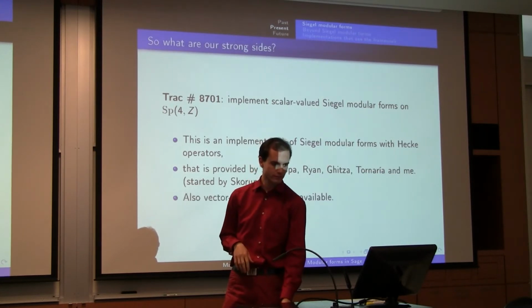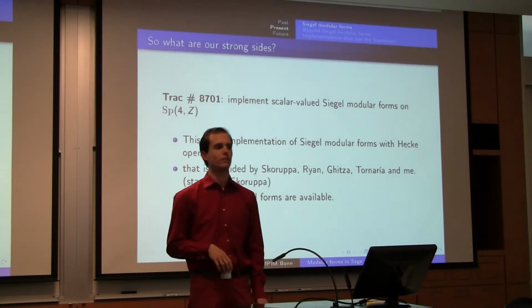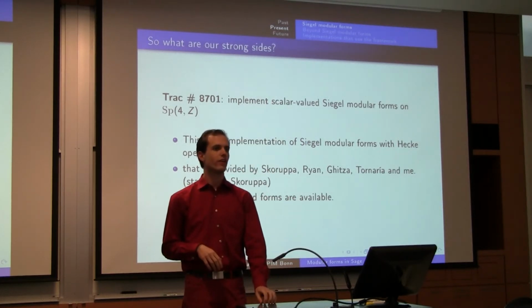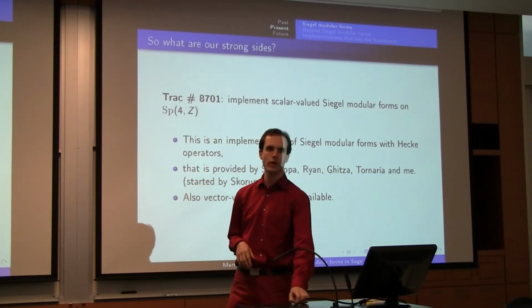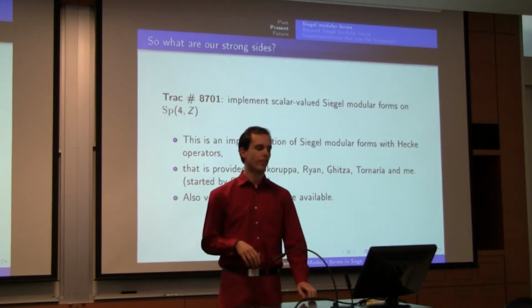So, and yeah, as I said, we would like to have vector valued modular forms, because if you consider Harder's conjecture, for example, it really shows us that that's the way to go if you want to understand better what is going on there.